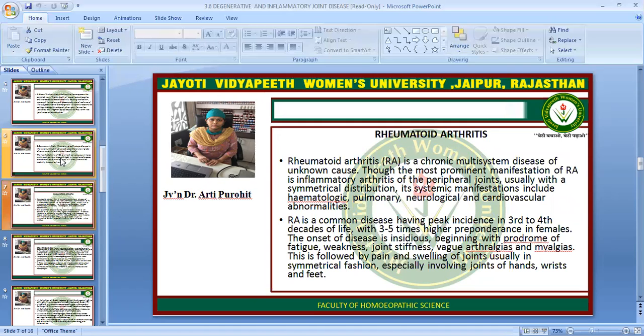Next is rheumatoid arthritis. Rheumatoid arthritis is a chronic multisystem disease of unknown cause. Though the most prominent manifestation of RA is inflammatory arthritis of the peripheral joints, usually with a symmetrical distribution, its systemic manifestations include hematologic, pulmonary, neurological, and cardiovascular abnormalities. RA is a common disease, having peak incidence in the third to fourth decade of life with a 3 to 5 times higher preponderance in females. The onset of disease is insidious, beginning with a prodrome of fatigue, weakness, joint stiffness, vague arthralgia, and myalgia. This is followed by pain and swelling of joints, usually in symmetrical fashion, especially involving joints of the hand, wrist, and feet.